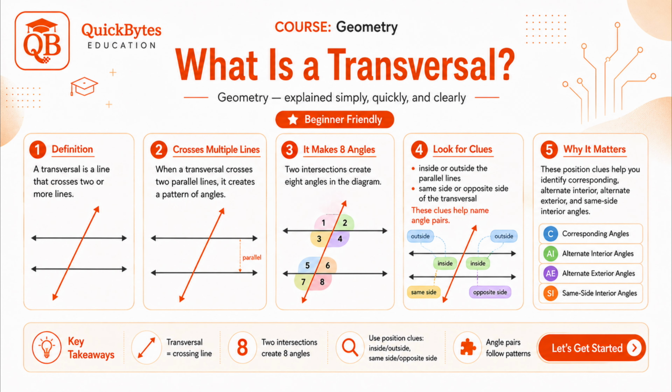A transversal is a line that crosses 2 or more lines. When a transversal crosses 2 parallel lines, it creates 8 angles. At first, 8 angles may seem like a lot, but they follow predictable rules. The key is to recognize where each angle sits in the diagram. Is it inside the parallel lines? Is it outside the parallel lines? Is it on the same side of the transversal? Or is it on opposite sides? Those clues help you name the angle pair.